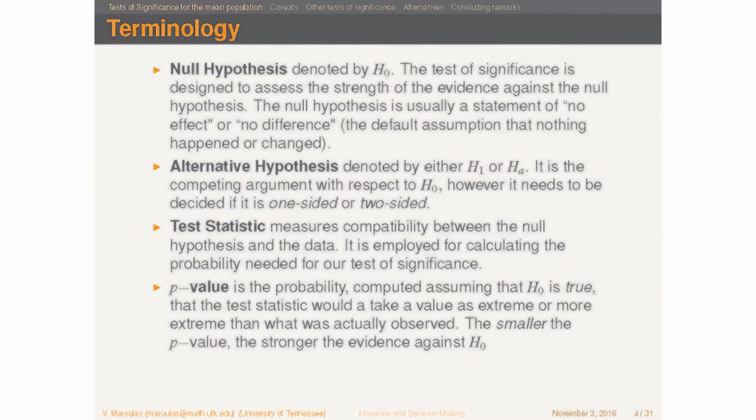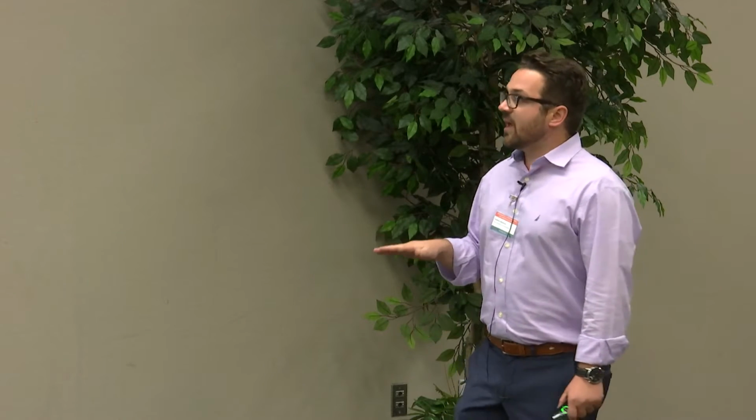So the p-value now, if you assume that the null hypothesis is true, is the probability that the test statistic would take a value as extreme or even more extreme than what was actually observed. Okay, and the smaller the p-value, the stronger the evidence against the null hypothesis. And this is a formal definition of the p-value. And people, practitioners, should take it for what it is.